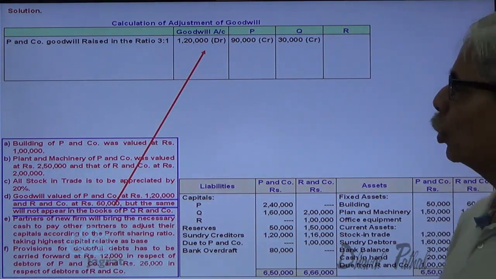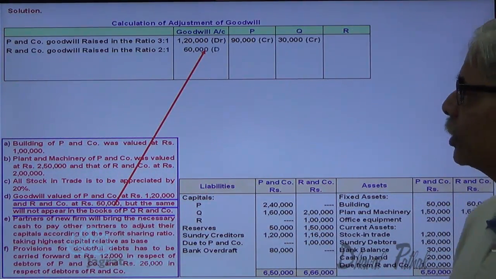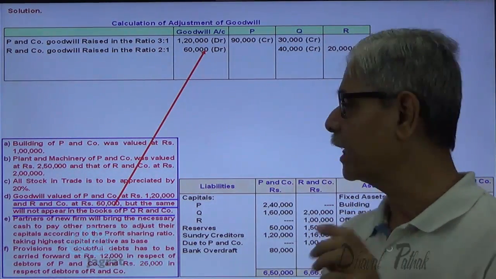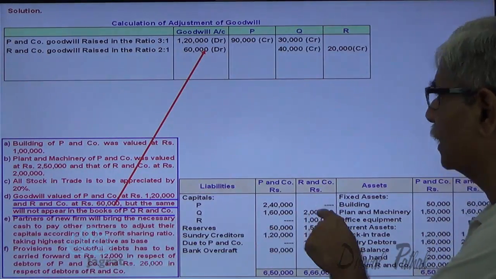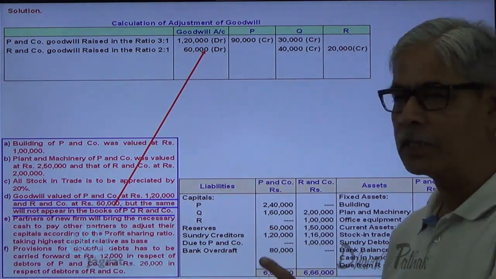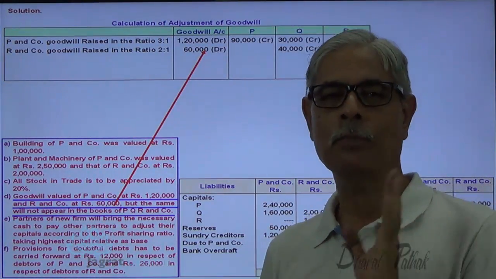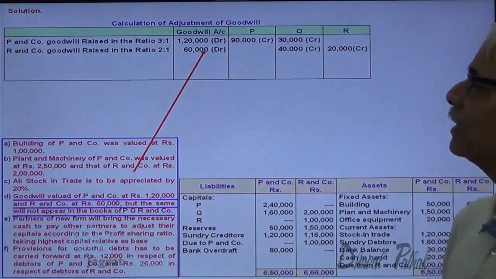In the same way, goodwill of R and company will be distributed between Q and R in the ratio of 2:1. The profit sharing ratio between Q and R is 2:1. The profit sharing ratio between P and Q is 3:1. So goodwill is raised in the old profit sharing ratio. This is how goodwill is raised.